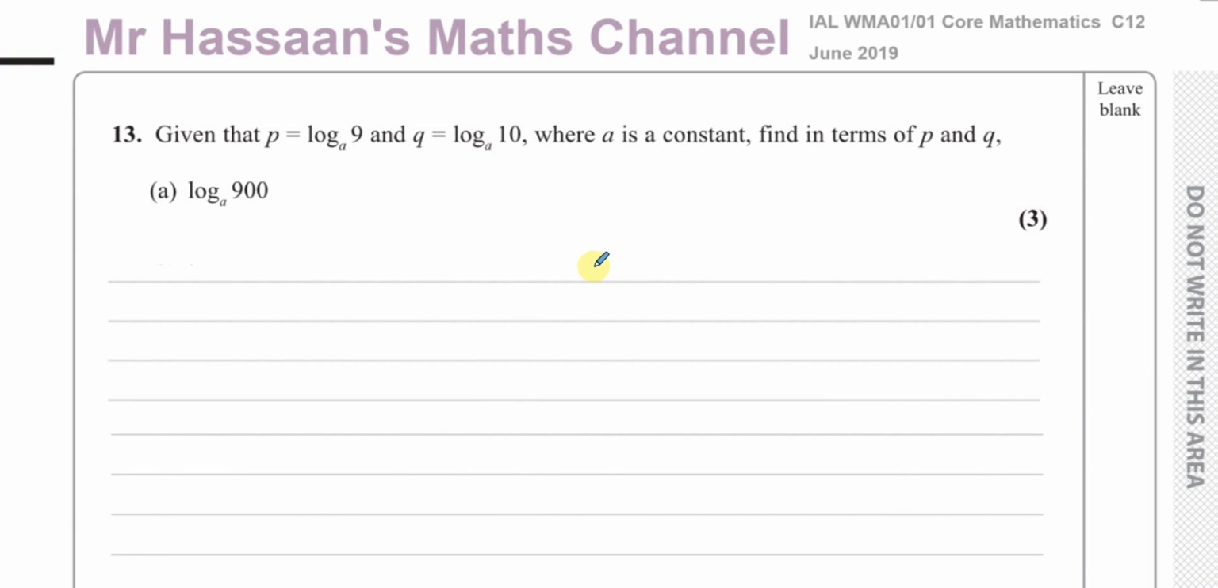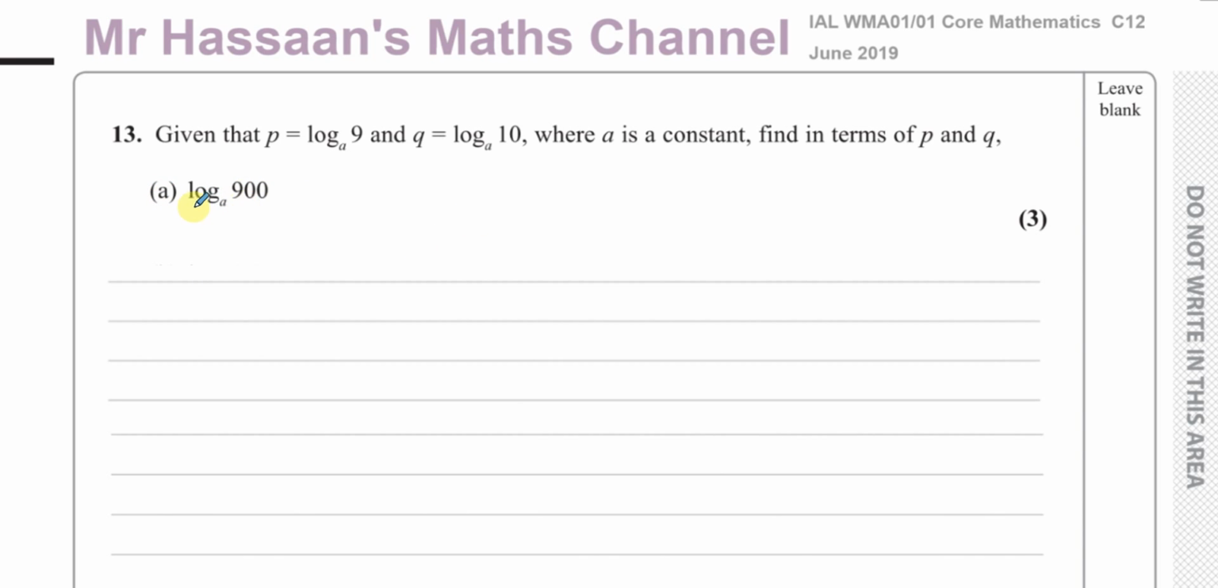This is question number 13 from the June 2019 C12 International A-Level Edexcel paper, and this question is from Logarithms, which is in the P2 specification. Here we have a question which says, given that P equals log to the base A of 9 and Q equals log to the base A of 10, where A is a constant, find in terms of P and Q log to the base A of 900.